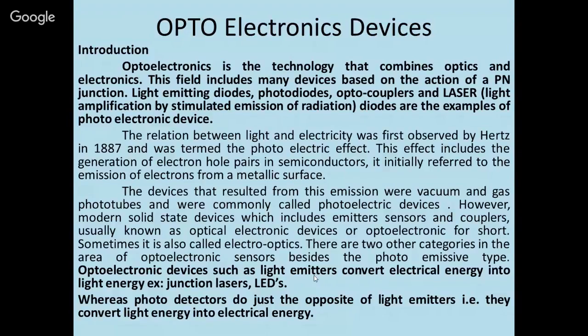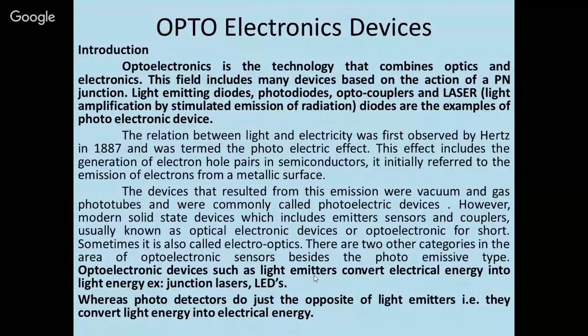It was initially referred to as emission of electrons from a metallic surface. The devices that resulted from this emission, by using this technology, were vacuum and gas phototubes, commonly called photoelectric devices. So previously, before the introduction of semiconductor material, people used vacuum tubes. By this, they emit electrons from the metallic surface, either by connecting an electrical field, or by giving a heating treatment, or there are many ways. Somehow the electrons are emitted.